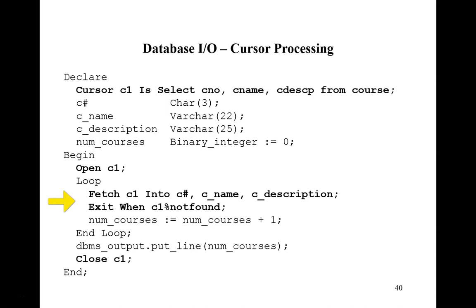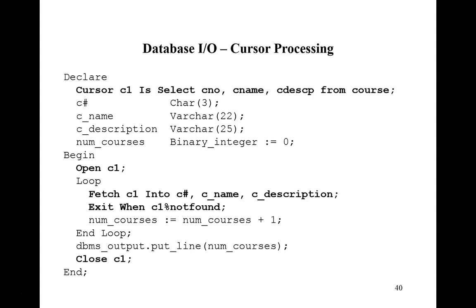How do we make that determination in SQL? Well, what we do is we use the %NotFound attribute associated with the cursor C1, and we say exit this loop or jump out of the loop when C1%NotFound. Remember that that's an indication that no row was returned from the previously executed fetch. So that's how we'll terminate the processing.